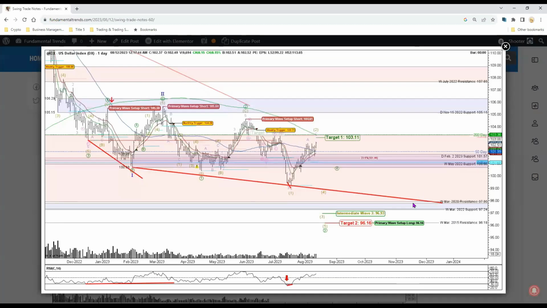Now, let's jump right into the dollar here. Looks like we head maybe to 103, so we should have additional market weakness till we get there. That's the thought. Now, just like I mentioned last week, there's nothing that guarantees that we won't continue higher.